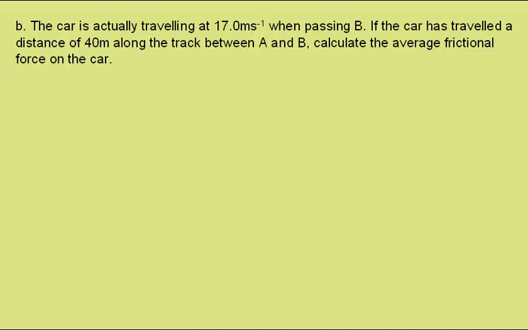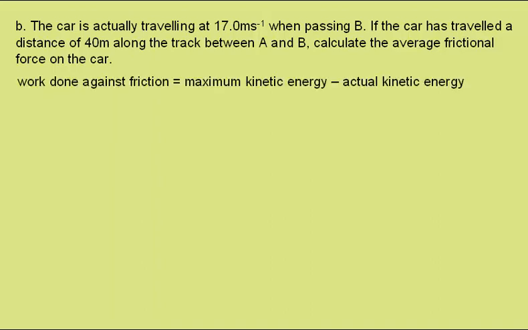Part B. The car is actually travelling at 17 meters per second when passing B. If the car has travelled a distance of 40 meters along the track between A and B, calculate the average frictional force on the car. Well, the work done against friction is equal to the maximum kinetic energy minus the actual kinetic energy. That's the kinetic energy lost doing work against friction.